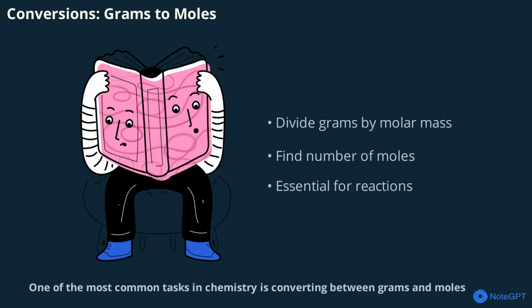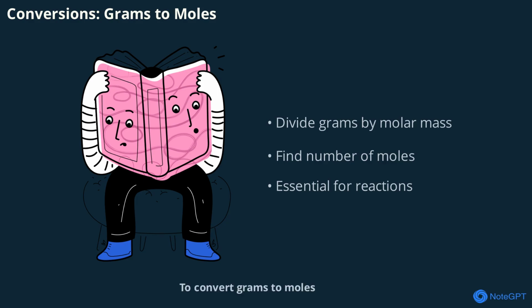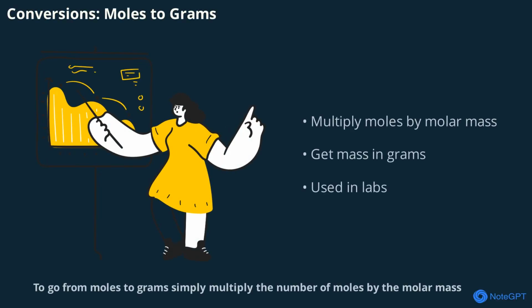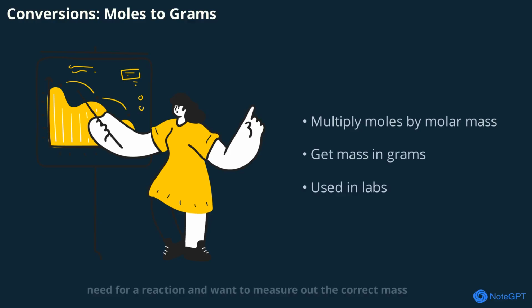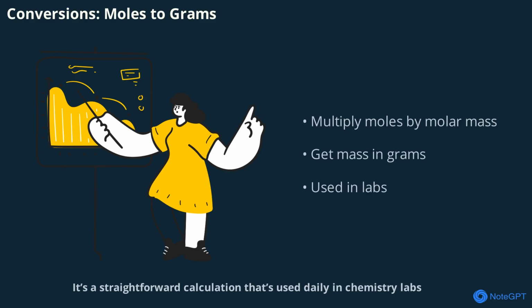One of the most common tasks in chemistry is converting between grams and moles. To convert grams to moles, divide the mass of your sample by the molar mass of the substance. This tells you how many moles are present in your sample, which is crucial for measuring reactants and products in chemical reactions. To go from moles to grams, simply multiply the number of moles by the molar mass. This conversion is used when you know how many moles you need for a reaction and want to measure out the correct mass. It's a straightforward calculation that's used daily in chemistry labs.